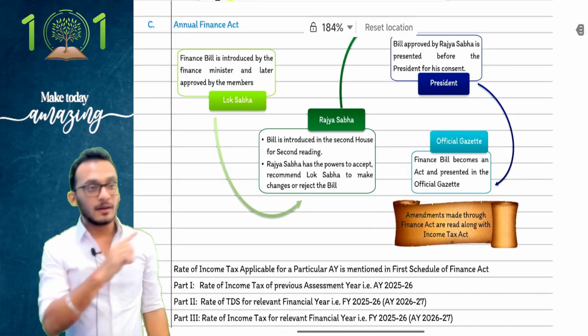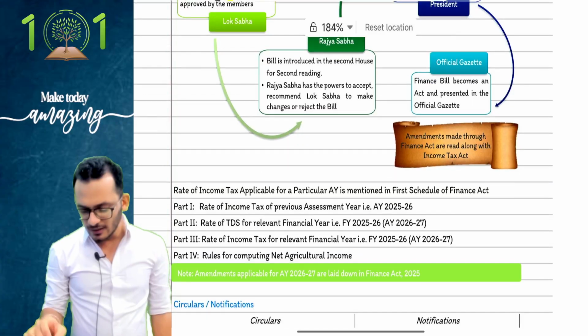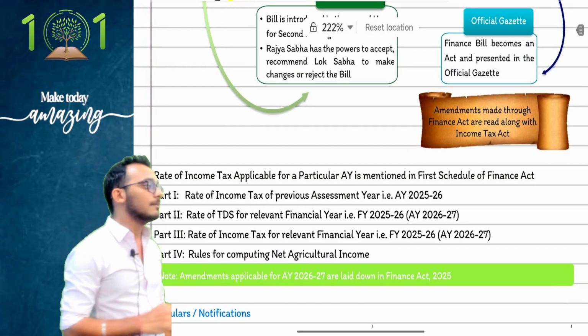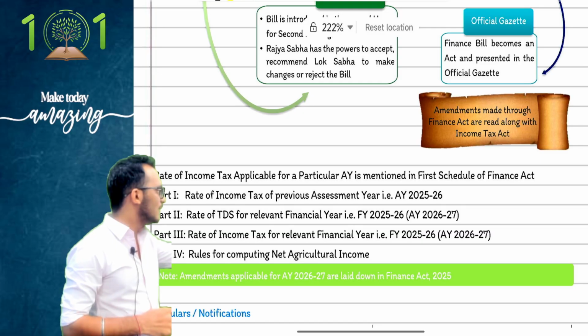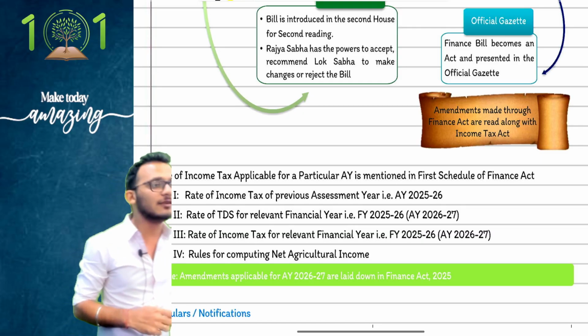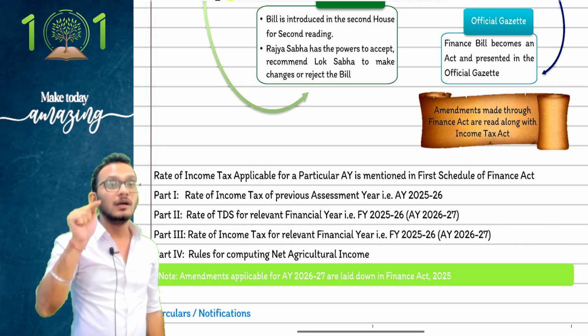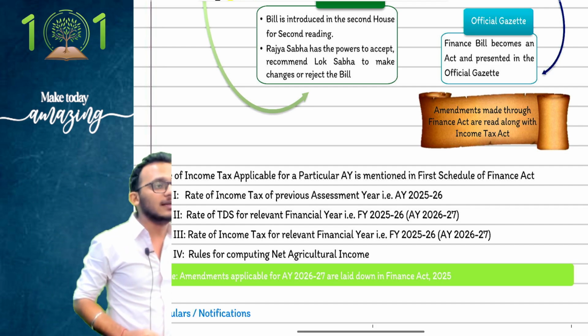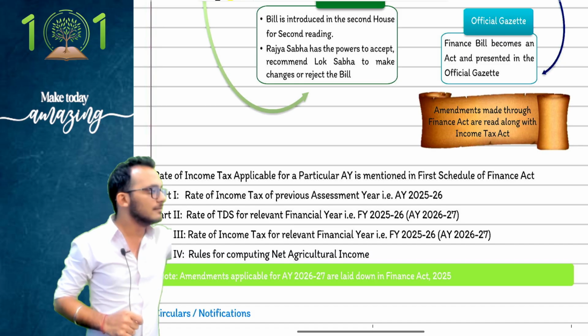You have this image. Notice this carefully. Look at part number 3. Part number 3 says rate of income tax applicable for relevant financial year. Relevant means you. For your relevant financial year, it is 25-26, which is assessment year.